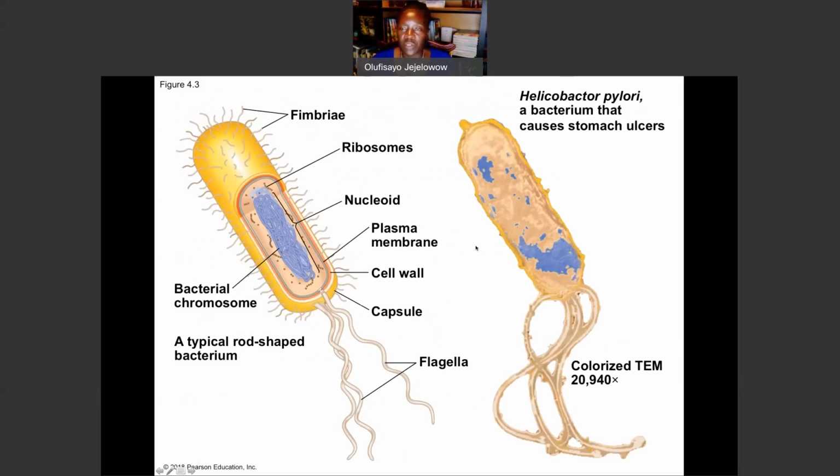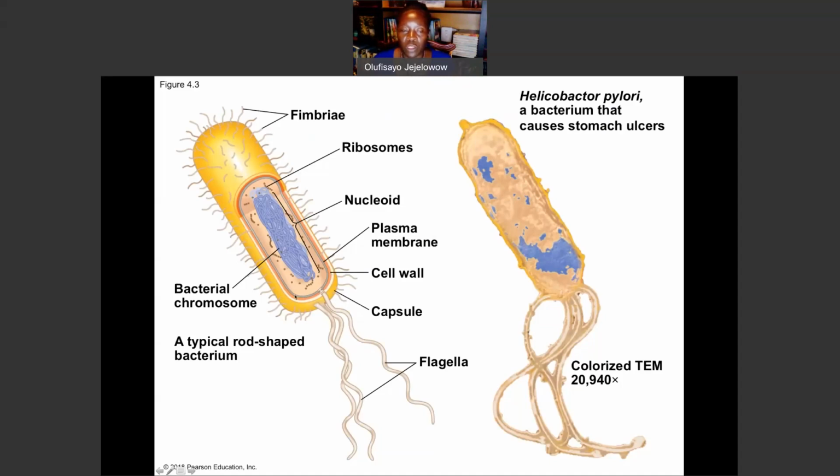So these are bacterial cells. This is showing Helicobacter pylori. This is the bacterium that causes stomach ulcers, and they have fimbriae all around the cell, and they have ribosomes. This is their nucleoid, which is the bacterial chromosome, which has DNA and proteins, but no plasma membrane, no biological membrane or nuclear membrane. This is the plasma membrane of the cell itself, surrounded by a cell wall.